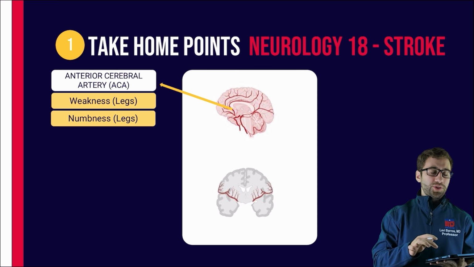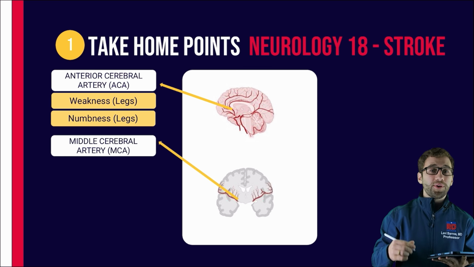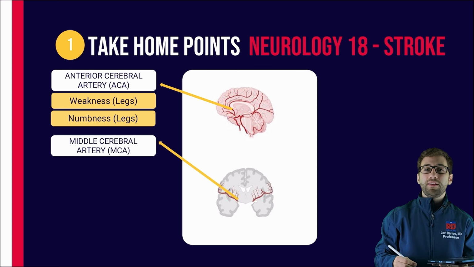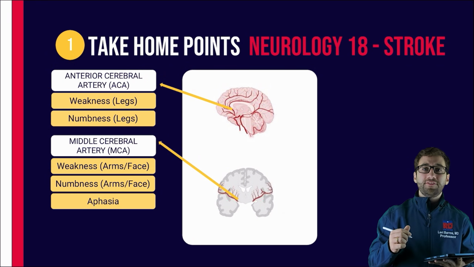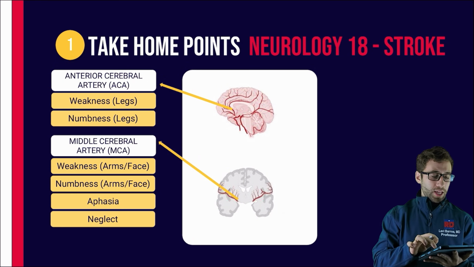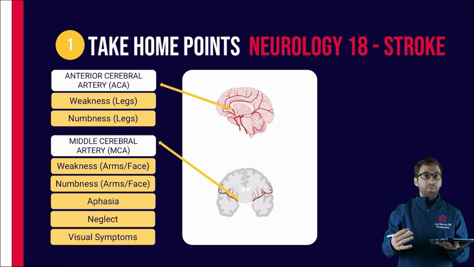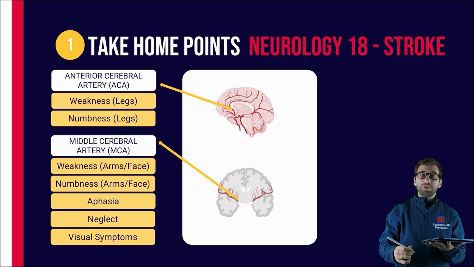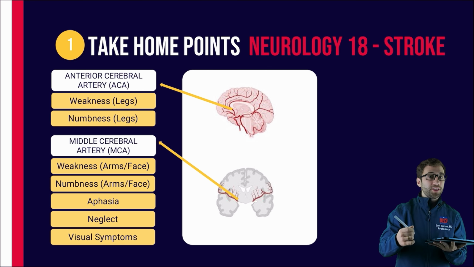In contrast, strokes in the middle cerebral artery, or MCA, often lead to weakness and numbness in the arms and face, aphasia if the dominant hemisphere is affected, neglect if the non-dominant hemisphere is affected, and visual symptoms due to its supply to the lateral aspects of the frontal, parietal, and temporal lobes, which contain the optic pathway.